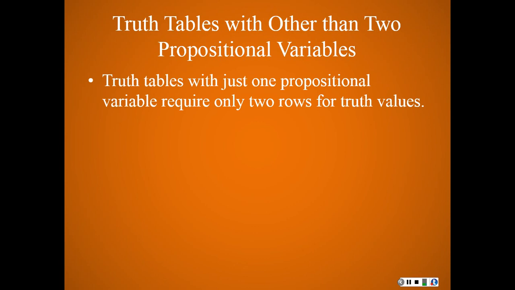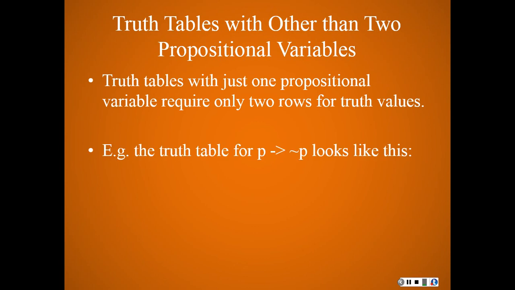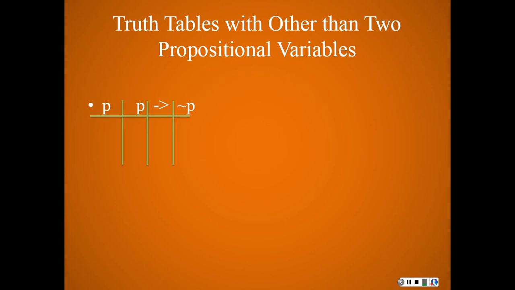So let's go ahead and fill in a truth table for this formula. If P, then not P. This formula has only one propositional variable, namely P. So here's what the truth table for this one looks like. I have only one propositional variable, namely P. There are two possible truth values for that one propositional variable, namely true or false. Okay, so that gives me all the possible truth values for P.